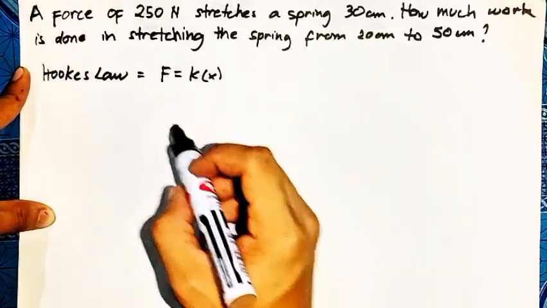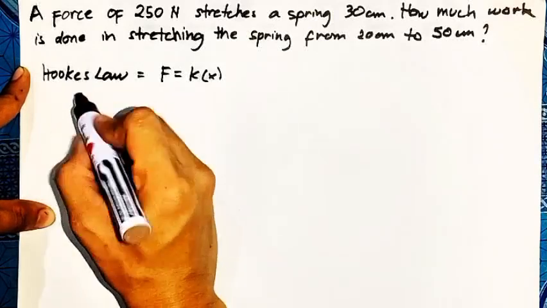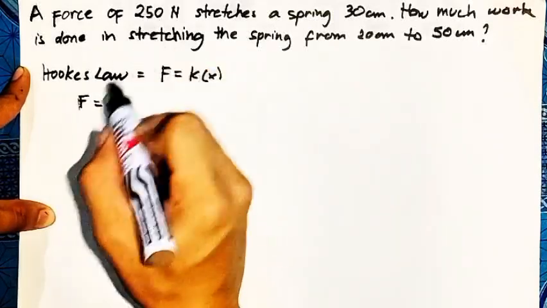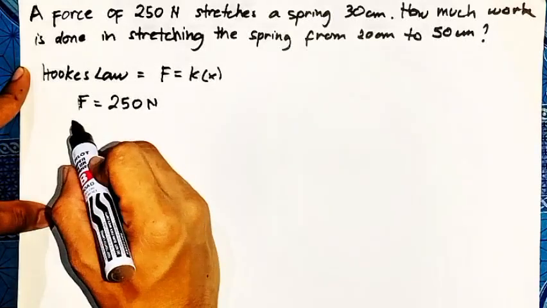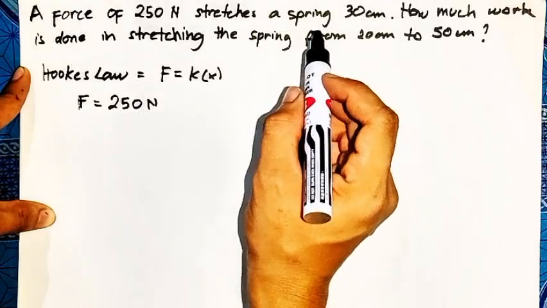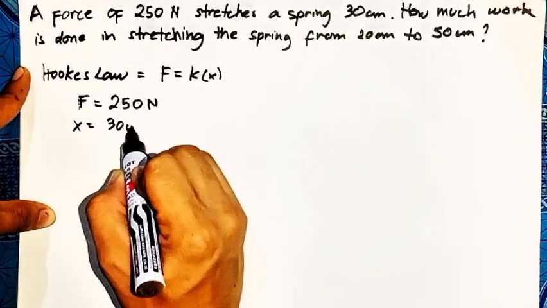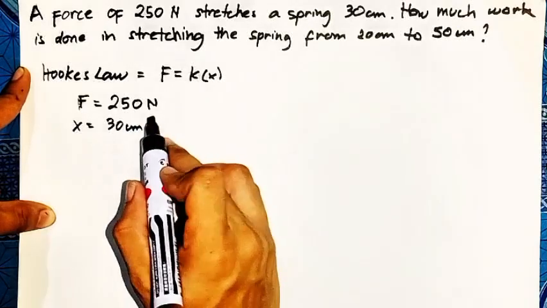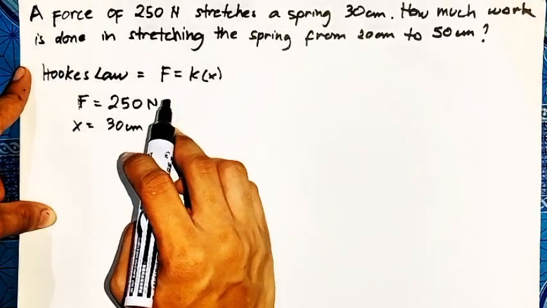Now let's identify the given. Our force, which is F, is equal to 250 Newton. And our x, which is our displacement, is 30 centimeter, since it stretches the spring 30 centimeter. Now, 1 Newton is equivalent to 1 kilogram meter per second squared.